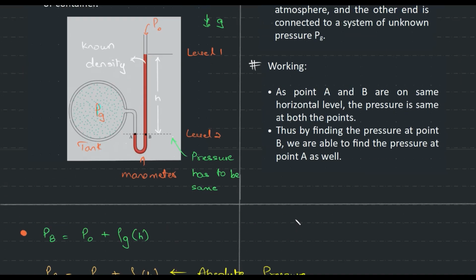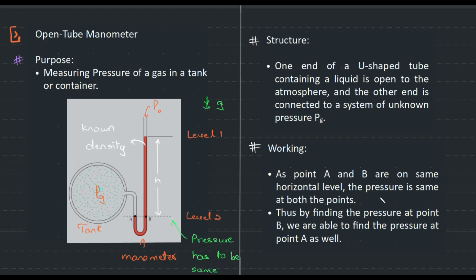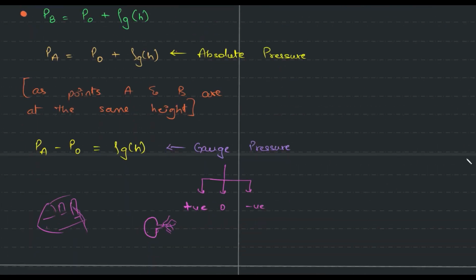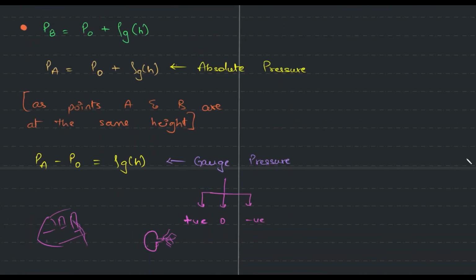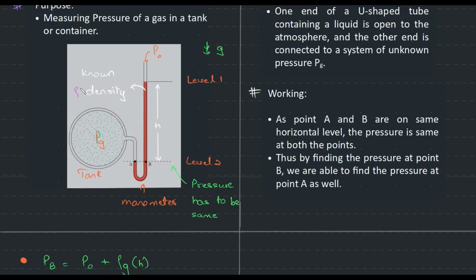So this is your open tube manometer. A very simple thing, but using the concepts that we have learned, all of this is doable. We can build this. Actually, sorry, I didn't mention rho. Rho is the density that we know of.